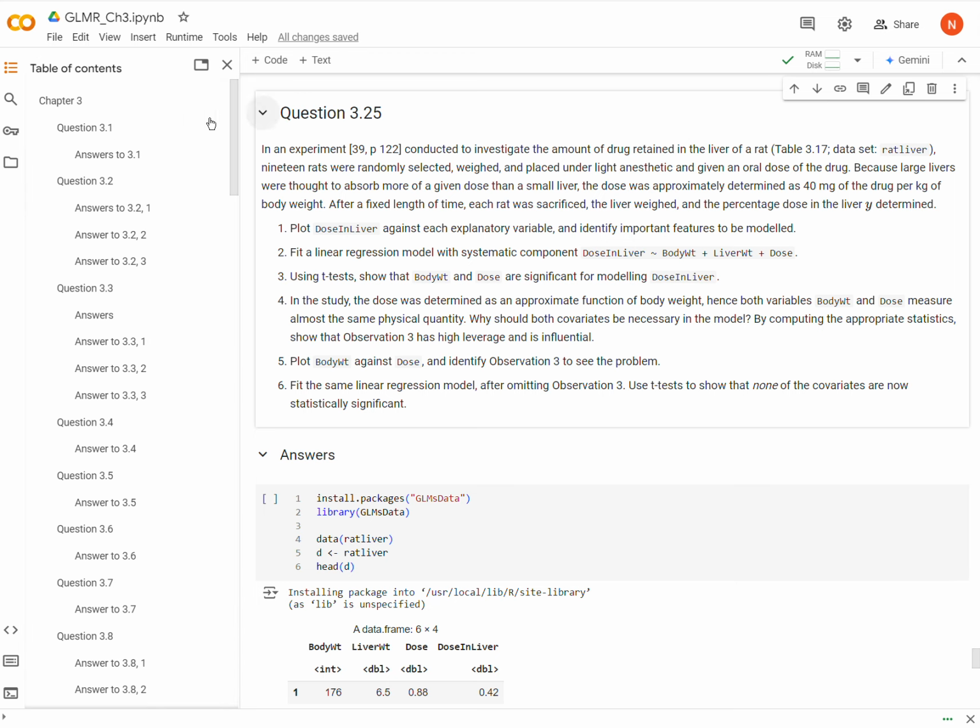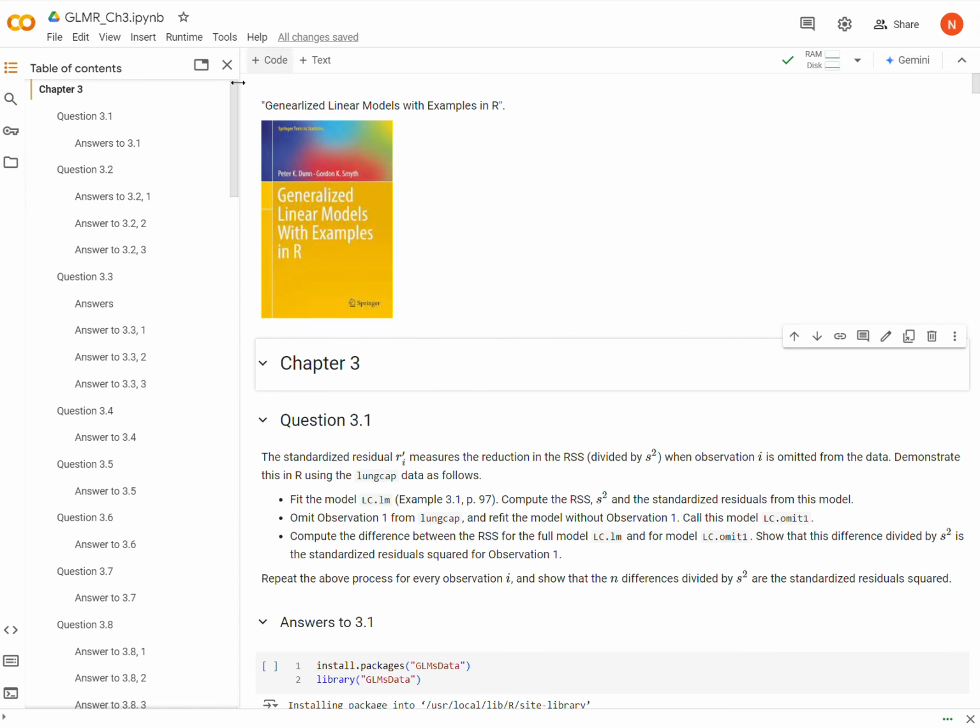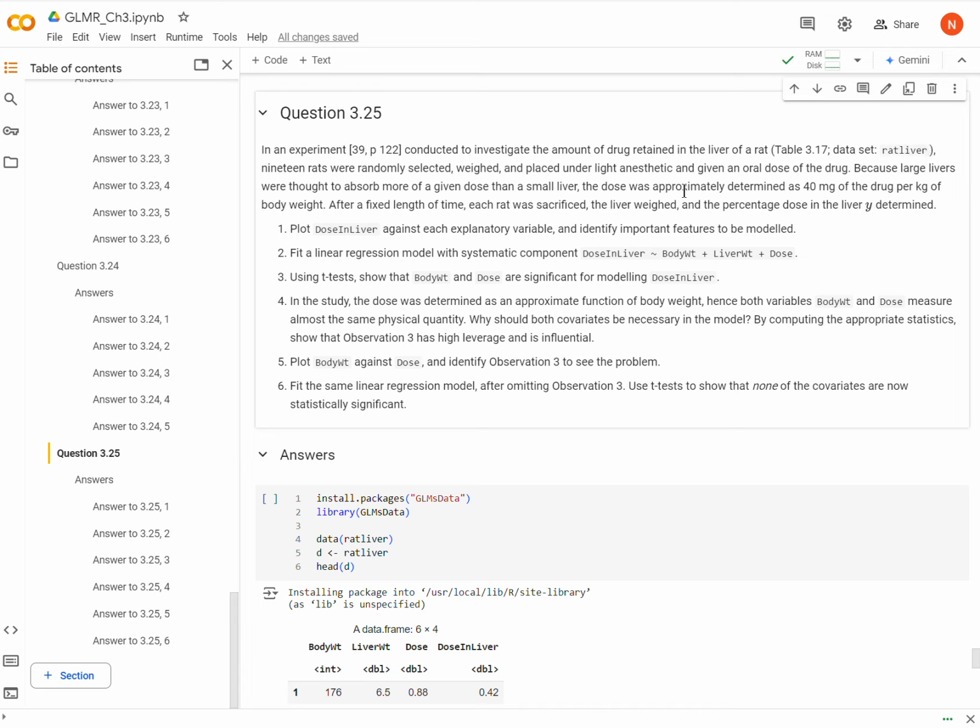We are in generalized linear models with examples in R, and we're still in chapter 3, question 325. Okay, here we go. So we're looking at a data set called ratliver. The basic idea is that it's experimental data where rats were given some kind of drug, and then they looked for how much of that drug found its way into the liver.